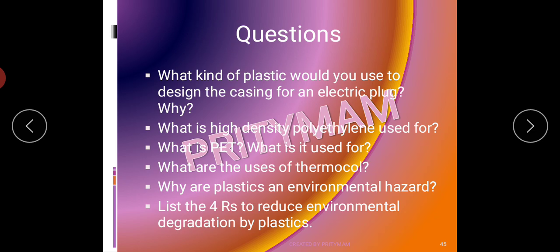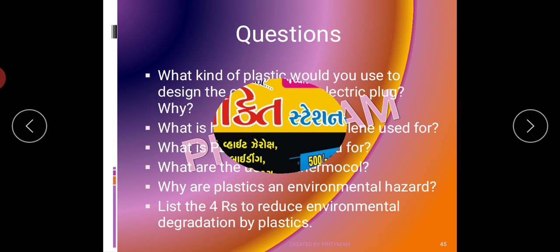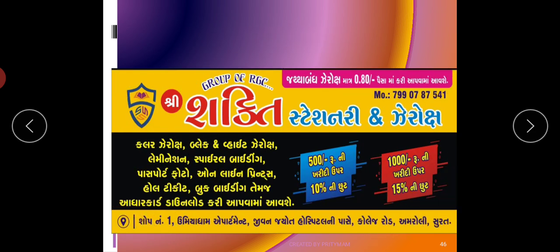And thus we come to the end of the chapter and the end of the topic. These are some of the questions that you are going to write in your books. What kind of plastic would you use to design the casing of the electric plug and why? What is high density polyethylene used for? What is PET and what is it used for? What are the uses of thermocol? Why are plastics an environmental hazard? Why do they create problems in the environment? That you are going to write. List the 4 R's to reduce environmental degradation by plastics. And thus we come to the end of the chapter, end of the topic.